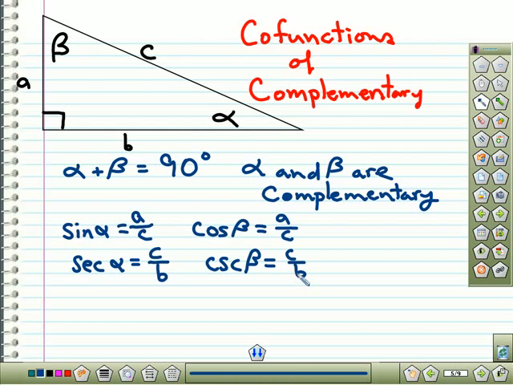Now look at this. What about tangent? Tangent is going to be opposite over adjacent, which is A over B. And what about the cotangent of beta? A over B. Right. Here's adjacent over opposite. Okay. Any questions about that?